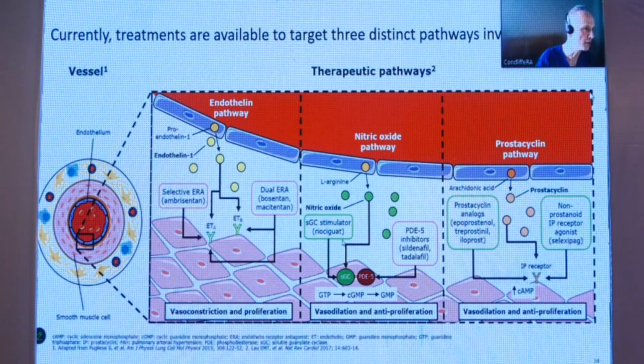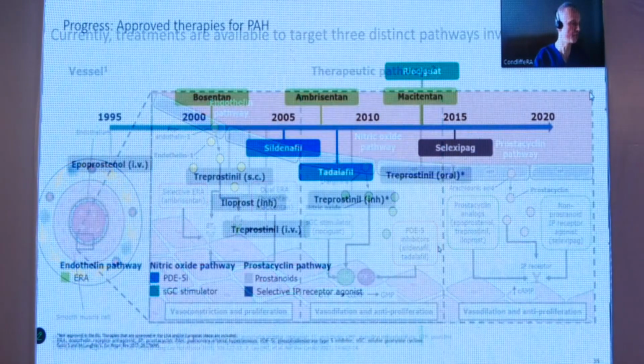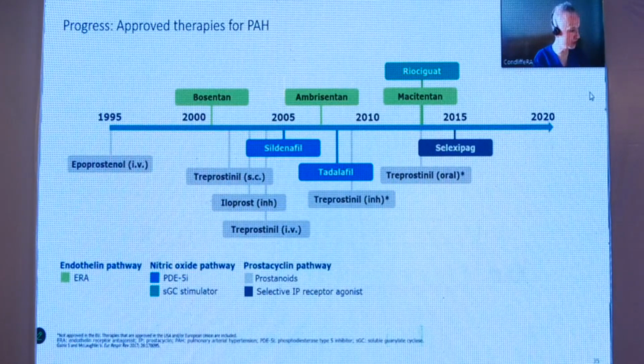Riociguat is a soluble guanylate cyclase stimulator which works slightly independent of nitric oxide. That's the NO pathway, and the third pathway is the prostacyclin pathway, which again is produced endogenously and is a very potent vasorelaxant. And so you can augment that with prostacyclin analogs, prostanoids, or you can use selexipag, which works via the IP receptor. And if you look at approved therapies over the last 30 years, you'll see a number of these treatments that have been approved based on large randomized trials over these last 2.5 decades.